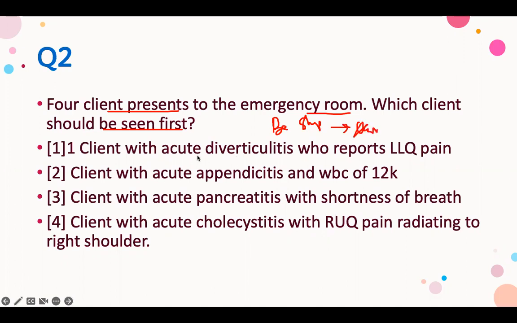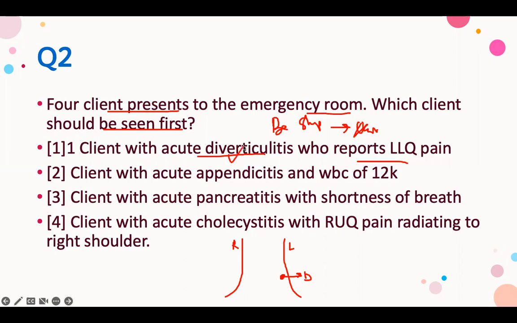A client with acute diverticulitis will report left lower quadrant pain. Whenever they give you location, be careful and make sure it's consistent with the disease. This is your right side. This is your left. So left lower is here. And what is here? Sigmoid. And that is where you have diverticulitis. So look at what they're telling you.